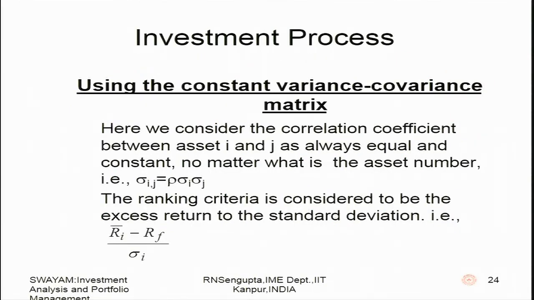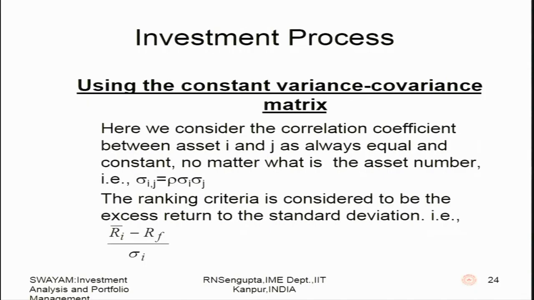Now, if you remember, I have been mentioning time and again: rather than ranking the assets based on excess return to beta, why not do it with excess return to sigma, which is the standard deviation? Can we solve the problem? The answer is yes, we can.